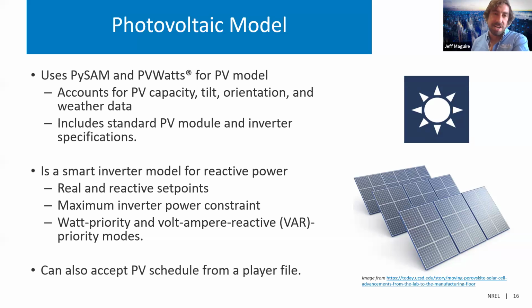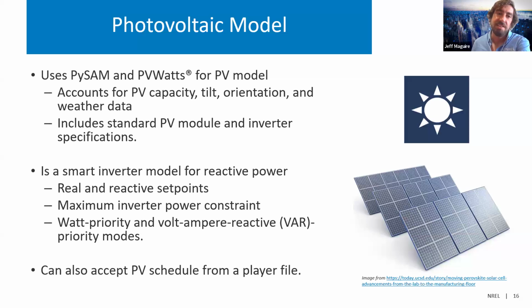This lets us model the PV, accounting for the capacity of it, the orientation on the roof, or if it's rack mounted, we can account for that as well. It doesn't have to be flush with the roof. And it's sensitive to weather data and all the things that you would expect to drive a PV model. We are generally just using standard default assumptions for the type of PV model and the inverter specifications.